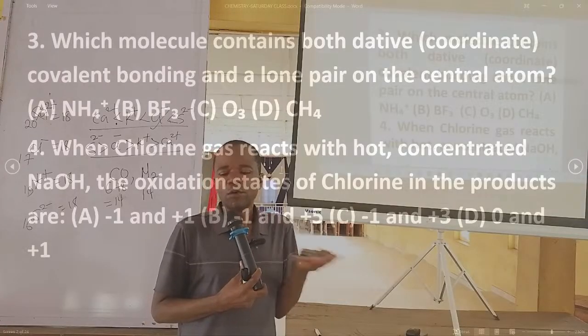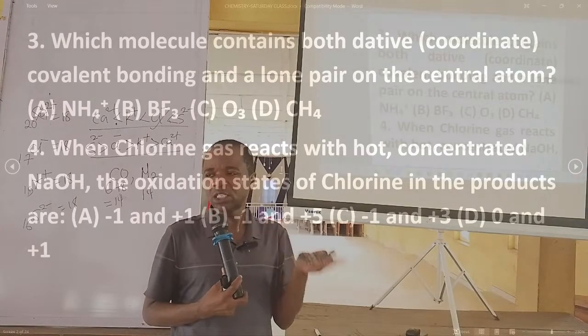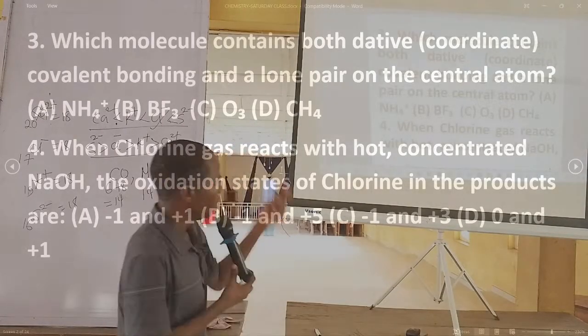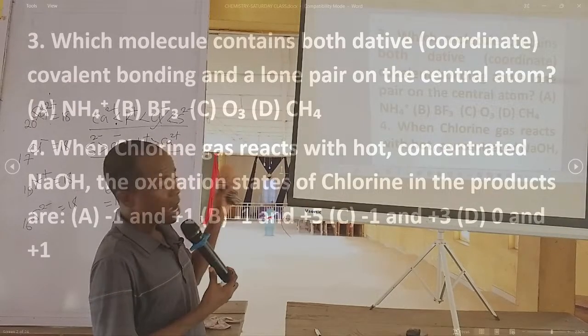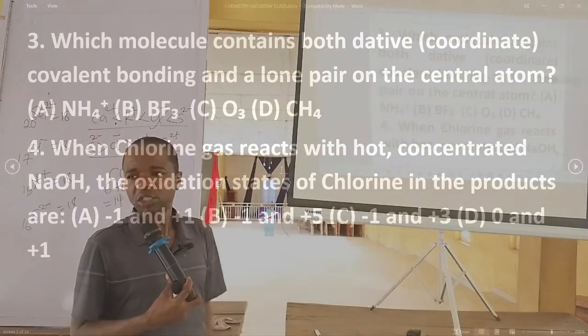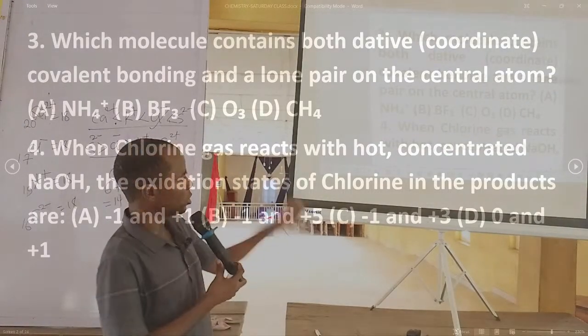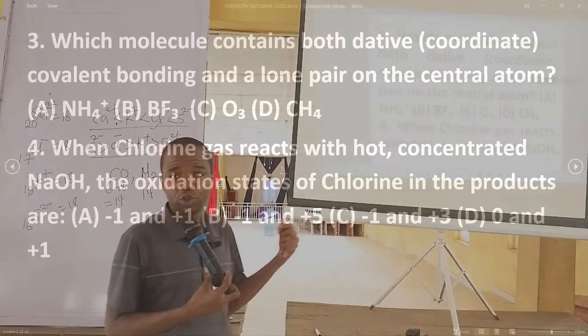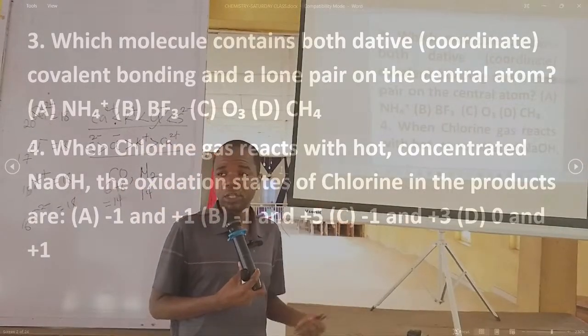Meaning that for it to be the correct answer, it must satisfy those two conditions. If you look at option A, ammonium ion, does ammonium ion have dative bonding? Of course, it does. But does it have a lone pair of electrons on the central atom? It doesn't. I will show you in a bit.